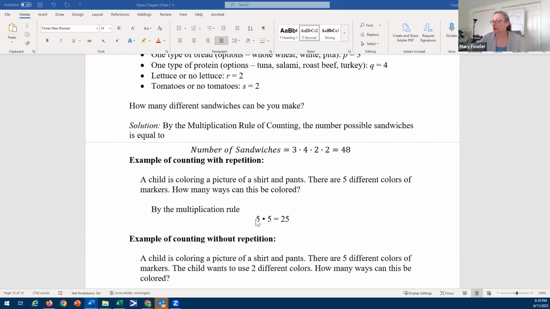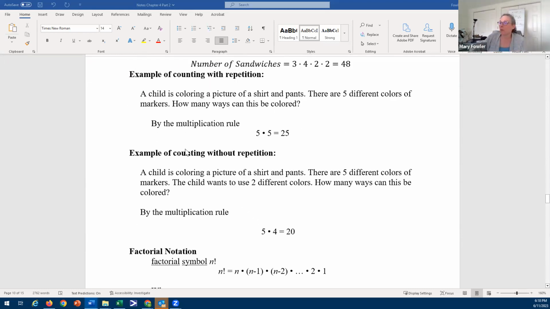or red and red, or blue and blue. Okay, and another kind of counting that comes up with the multiplication rule is counting without repetition. So here a child is coloring a picture of a shirt and pants, and there are 5 colors of markers, but the child wants to use 2 different colors. How many ways can this picture be colored?